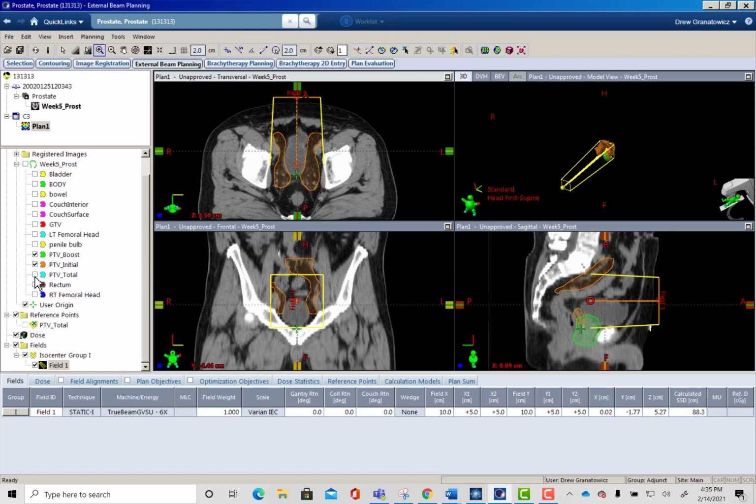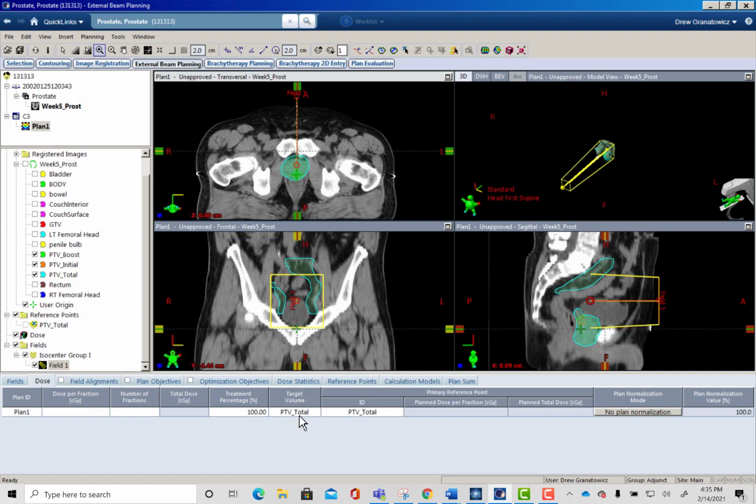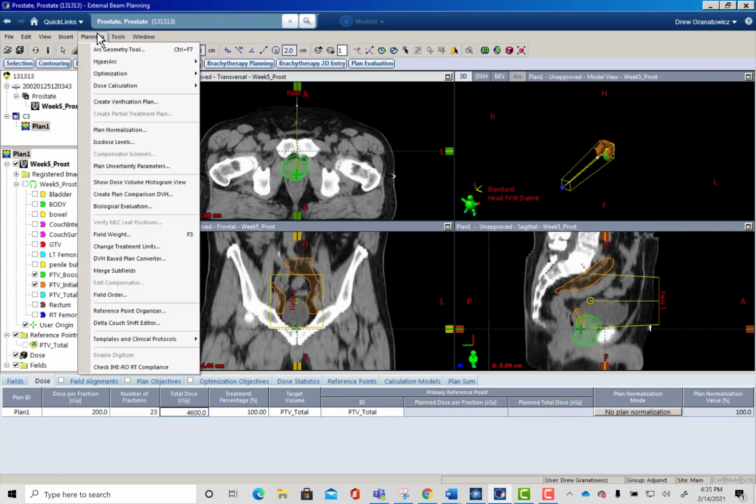Usually what people do is create a PTV total, which is just both of those combined, and put that in your prescription, since that's the total volume we're treating for this initial plan. But I'm going to use all 3 of these. Well, actually, I'm going to only use these 2 smaller volumes in my optimizer, and I'll talk about why here in a little bit. Let's go ahead and put our prescriptions. This week we're going to do 200 times 23.